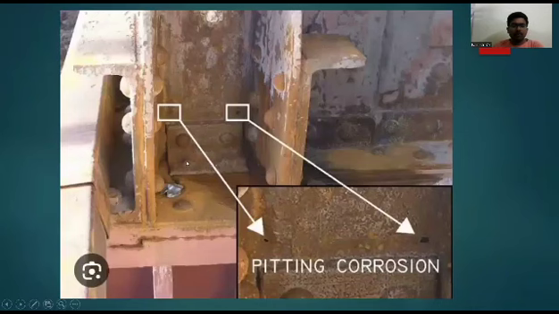This is an example of pitting corrosion. Small holes are formed on the metal surfaces because of less oxygen.